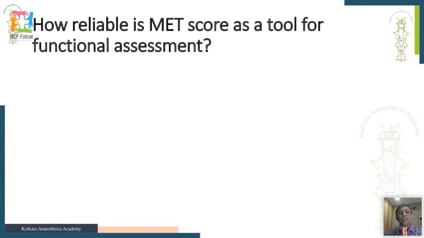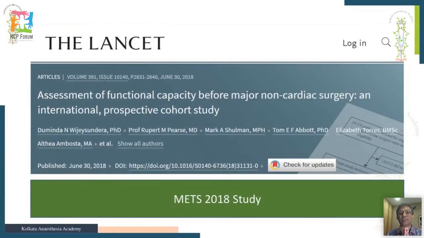I think we were very happy, at least I was very happy, looking at MET scores from maybe 2004-5 onwards till 2018. And then the question now comes, is MET score a very reliable tool for functional assessment? And this is because of this METS 2018 study, which was published in Lancet. This is from the Vijay Sundara group, and this is a multi-centric, multinational trial from Australia, New Zealand, Canada, US, and some countries in Europe.